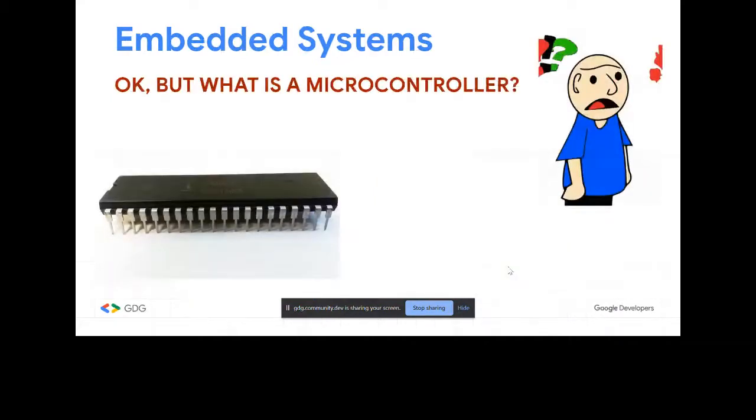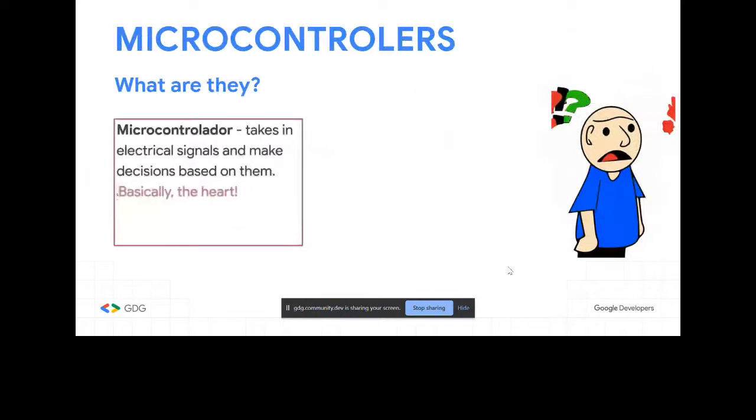Now, okay, what is a microcontroller? Because we said in the previous slide that we find different kinds of microcontrollers inside each type of embedded system. So what is exactly a microcontroller? A microcontroller takes in electrical signals and makes decisions based on them.